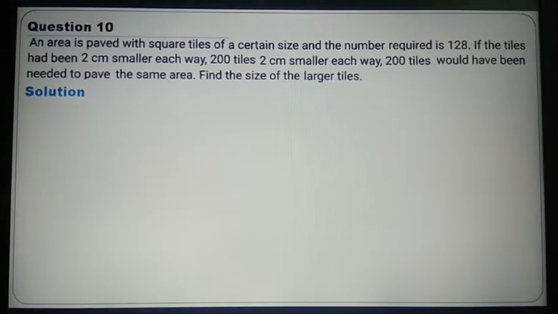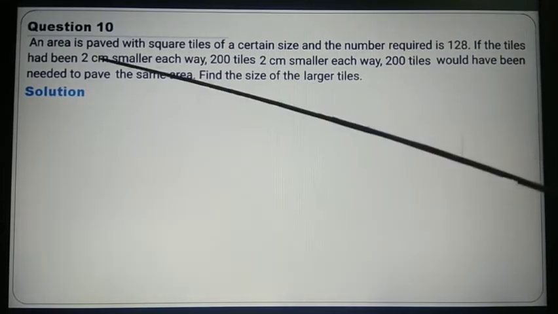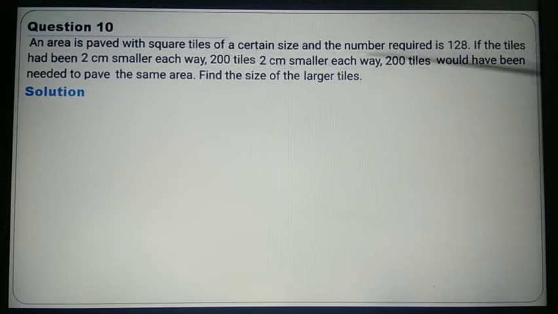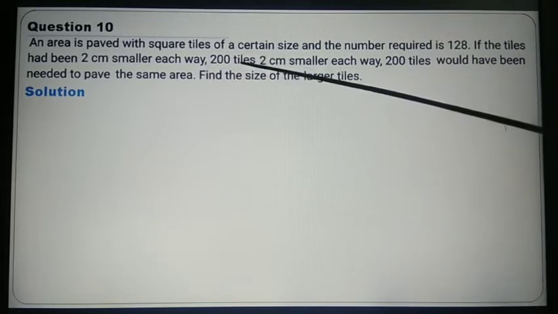Let's have a look at this question. So question says, an area is paved with square tiles of certain size and the number required is 128. Okay, so there's an area to be covered with square tiles of certain size. Okay, and the number of tiles required is 128. Now if the tiles had been 2 centimeters smaller each way, that means if each side of the square is decreased by 2 centimeter, then the same area will be covered by 200 tiles.